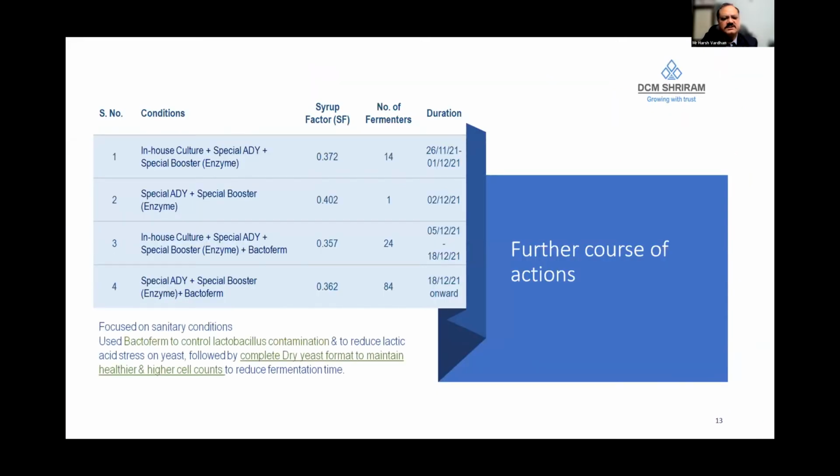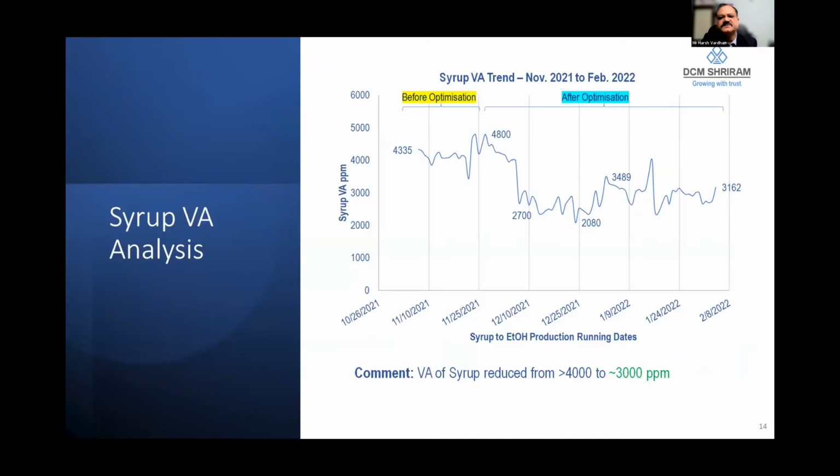We also focused on these sanitary conditions. We applied a special chemical particularly for lactobacillus bacteria to reduce lactic acid stress on the yeast, and also a complete dry yeast format to maintain a healthier and higher cell count to reduce the fermentation time. This is the syrup VA levels. What was happening before optimization, and after these actions, whatever we have taken, already described, the VA level came down to a range between 2000 and 3000.